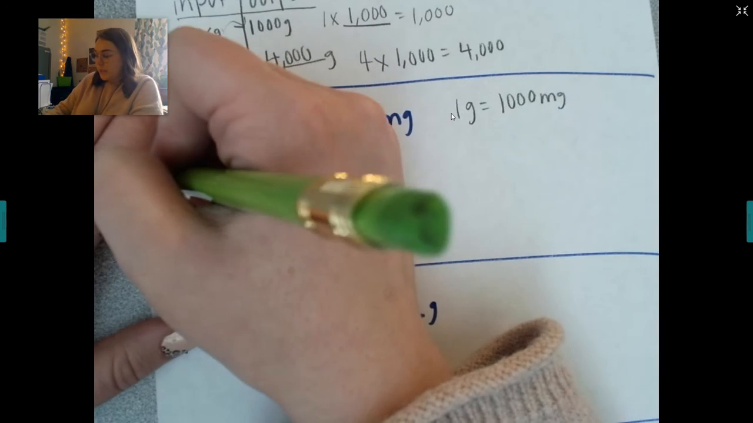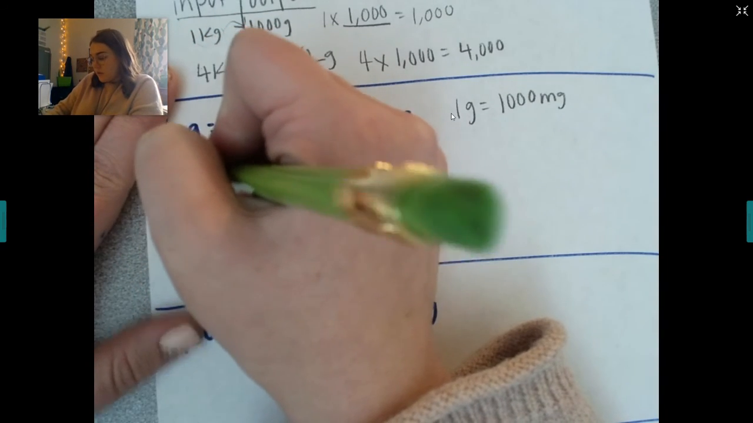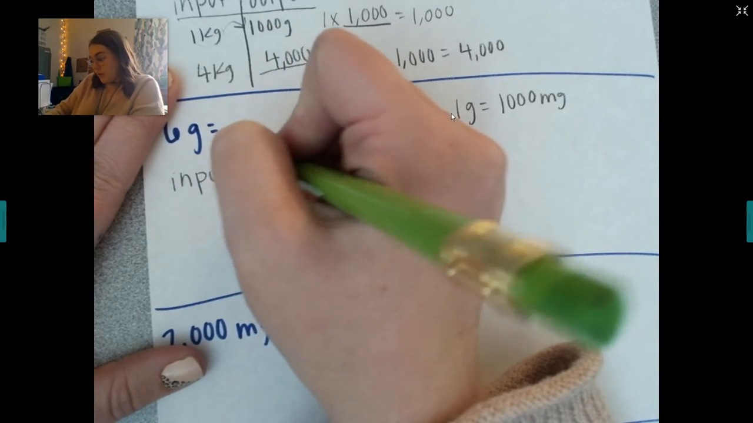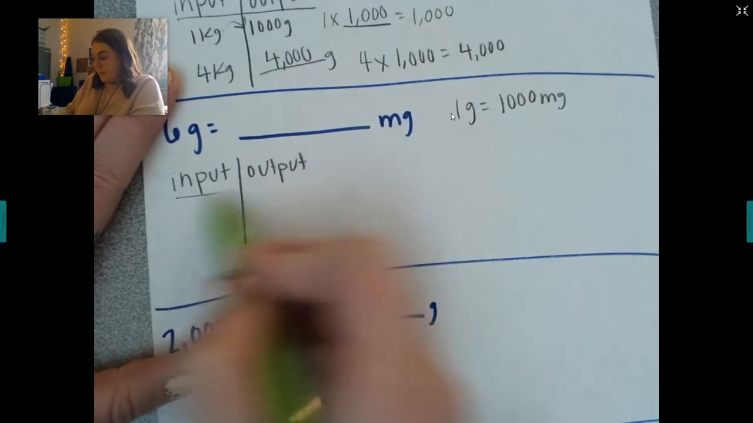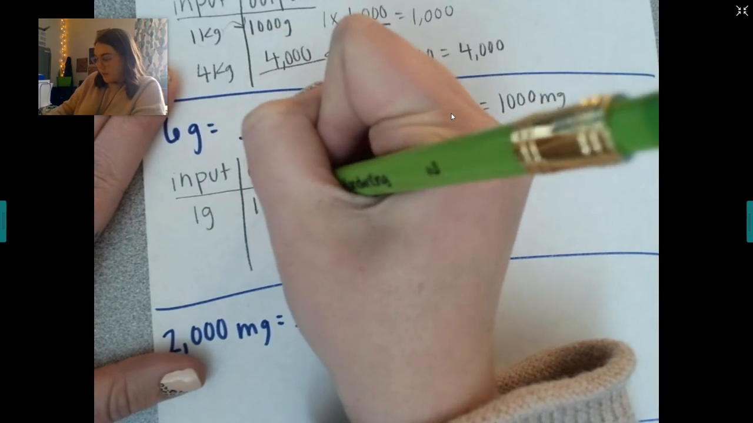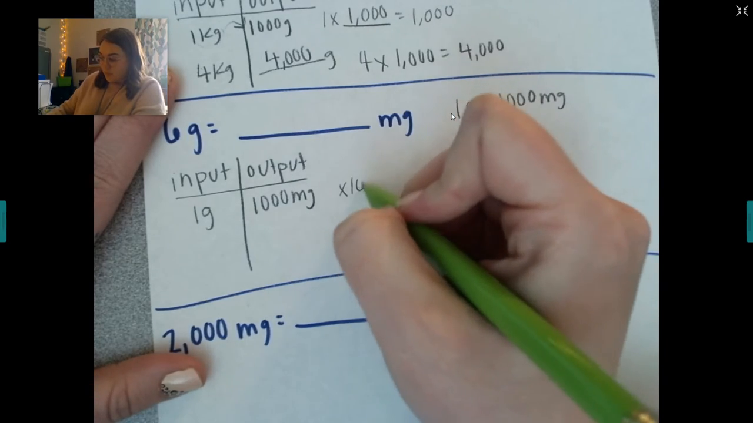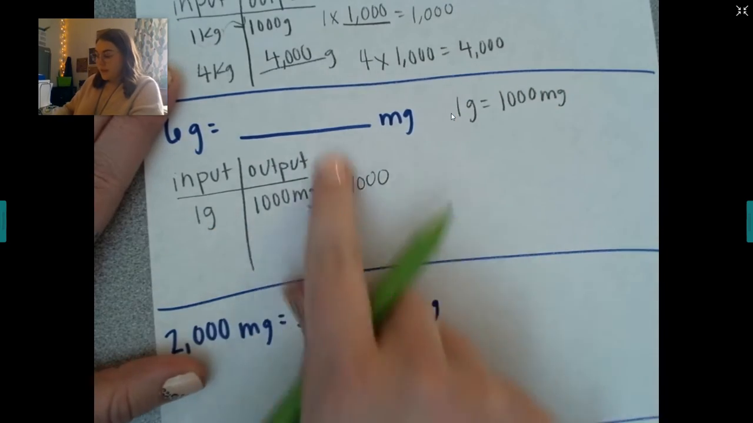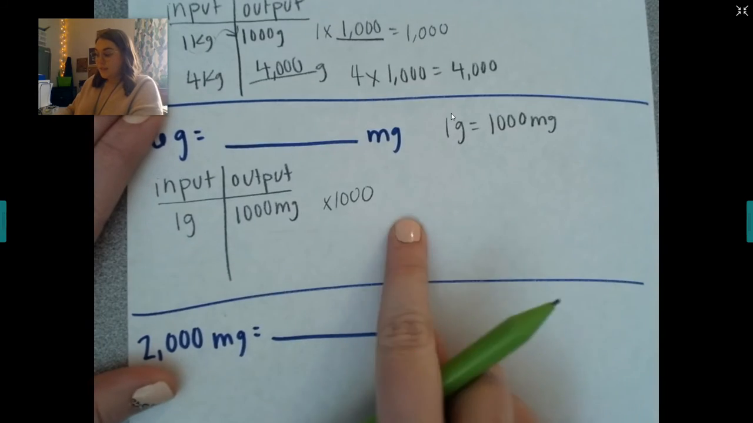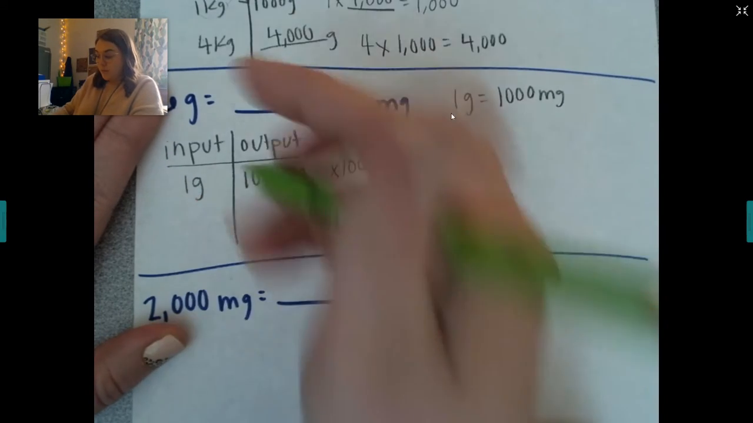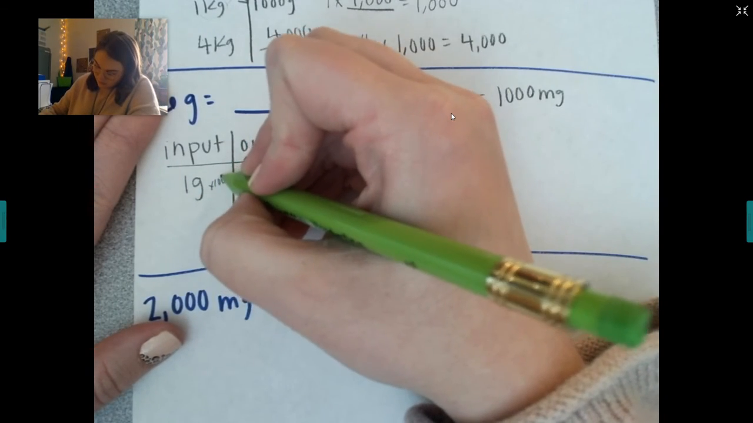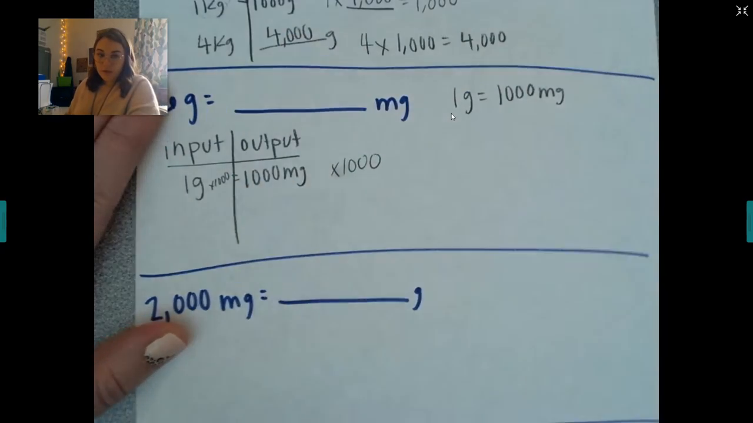Okay, so I gave everybody a chance to pause. Let's go ahead and do an input-output table together. So you write input, write output. We're going to put our conversion in there. 1 gram is 1,000 milligrams. So I know my rule is going to be times 1,000. I honestly don't even have to write out all this mumbo jumbo. I know that it's times 1,000 because 1 times 1,000 will equal 1,000.